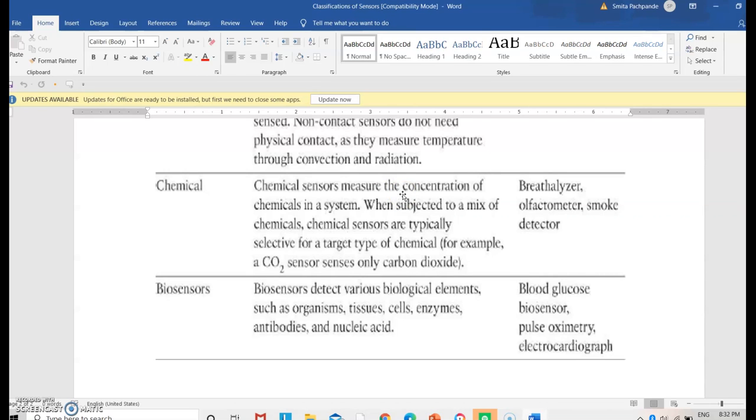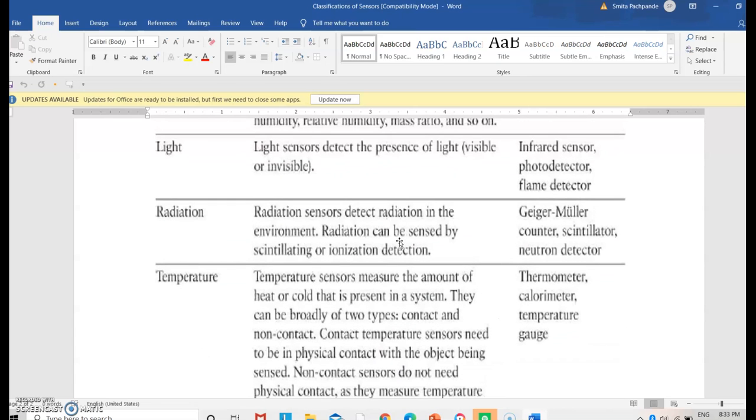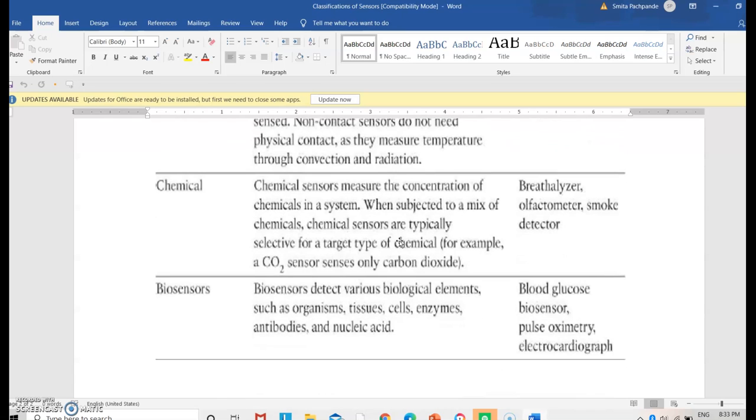A biosensor detects various biological elements such as organisms, tissues, and cells, for example, blood glucose. So this is one more way of categorizing sensors along with their examples.